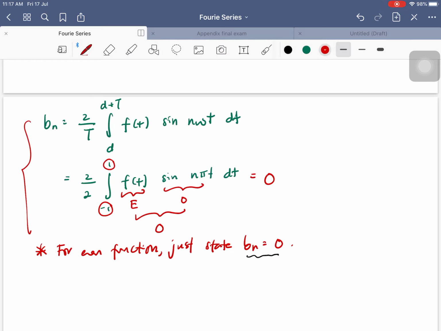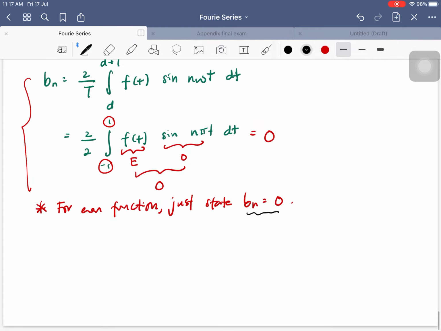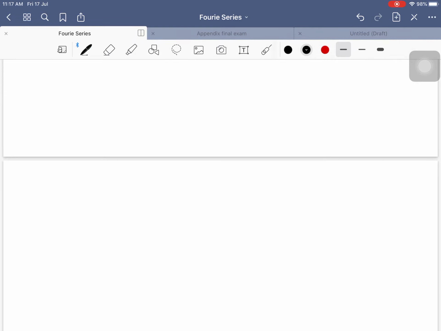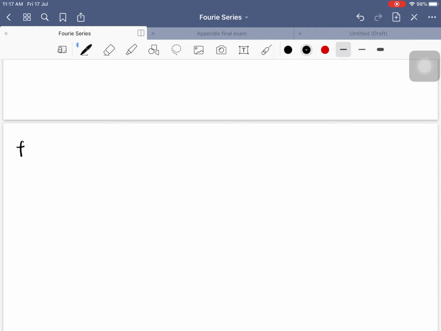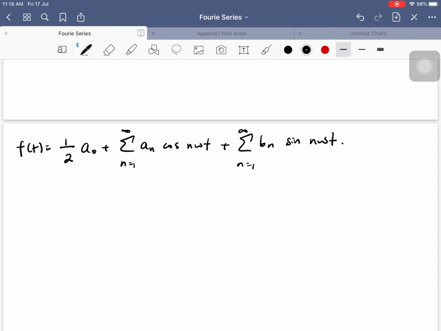Now that I have all my Fourier coefficients, what I'm going to do next is put together my function f of t. According to the Fourier series formula, f of t is going to be a half a naught plus the sum from n equal 1 to infinity of an cos of n omega t, plus the sum from n equal 1 to infinity of bn sine of n omega t. For this case, the one Fourier coefficient that is 0 is bn. So we have two Fourier coefficients to substitute, a naught and also an.